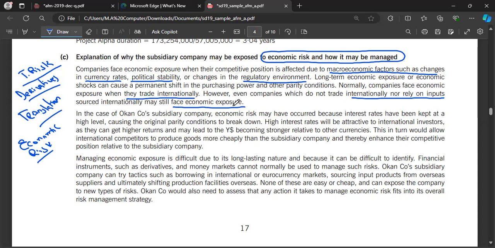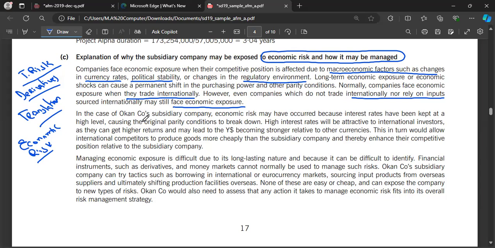However, even companies that do not trade internationally, nor rely on inputs sourced internationally, may still face economic exposure. Now, this was basically the definition. First, we are saying that economic exposure is when the competitive position is affected due to currency rate fluctuations or changing regulatory environments. Now, how will you relate this to the question?